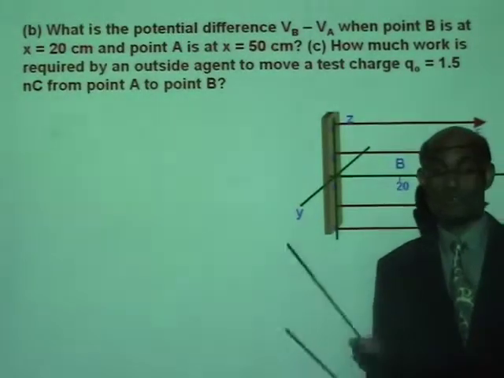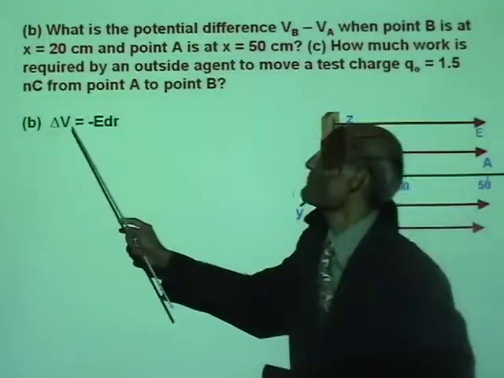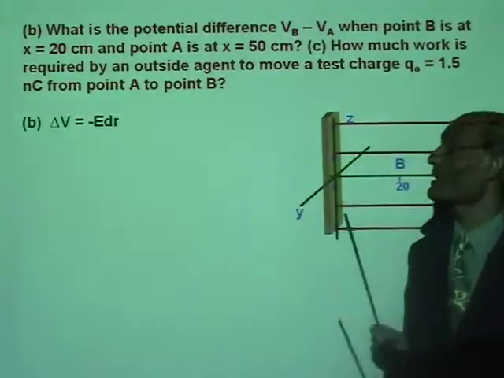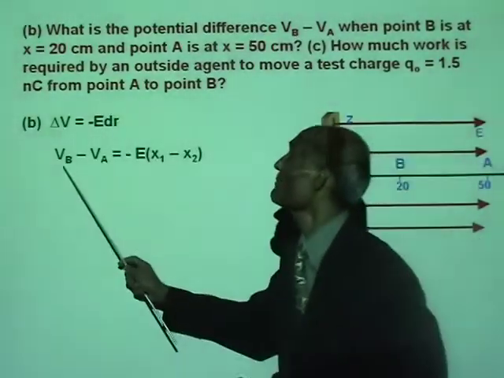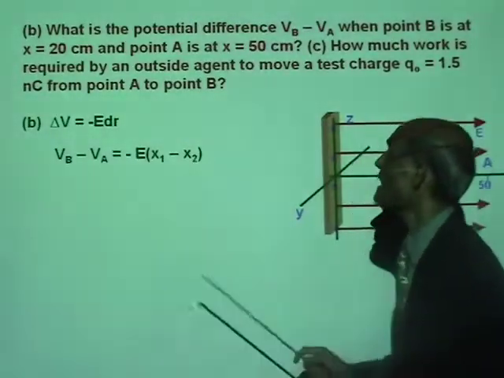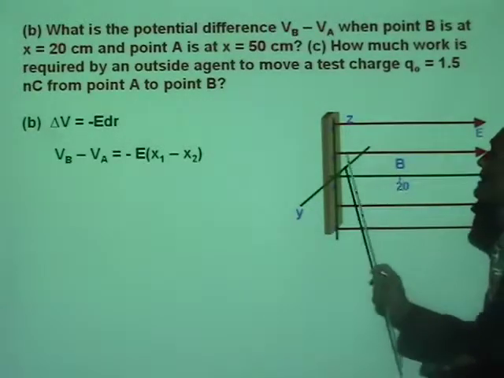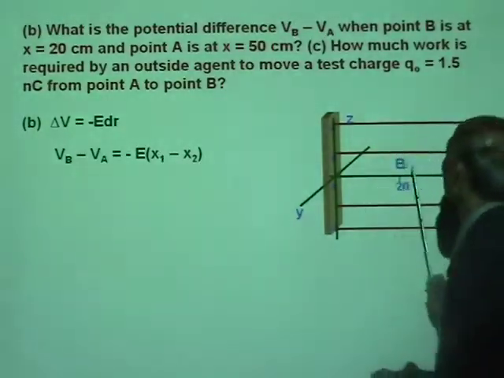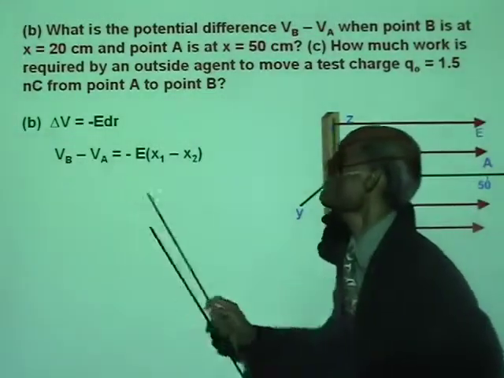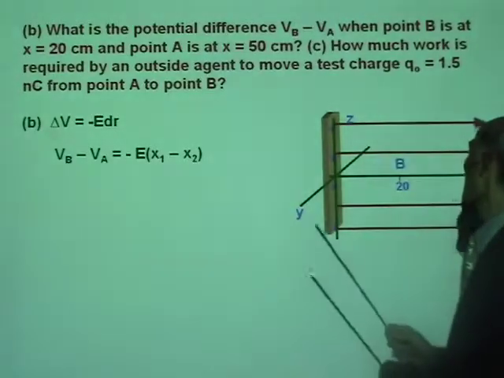Is that right? So once you know that equation, the problem becomes simple. We have delta V equal to negative E dr. Therefore, VB minus VA is negative E times, because B is the first point, the distance dr will be x1 minus x2. So VB minus VA equals negative E times x1 minus x2.